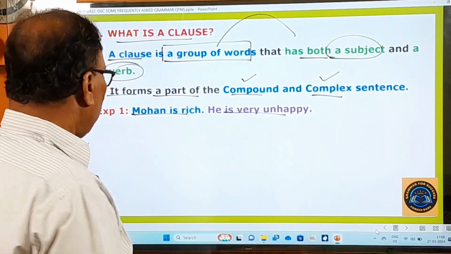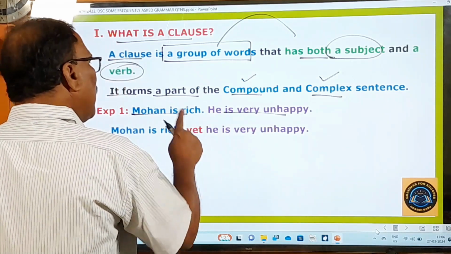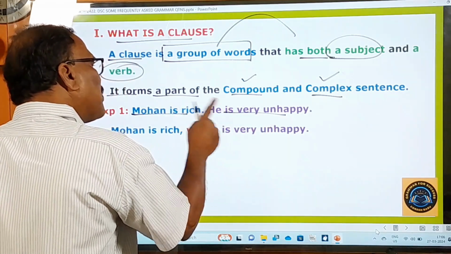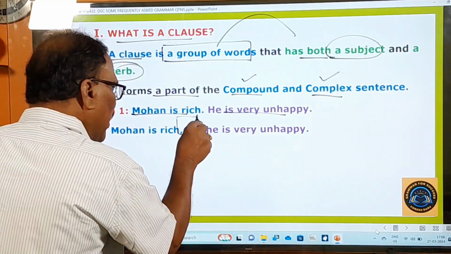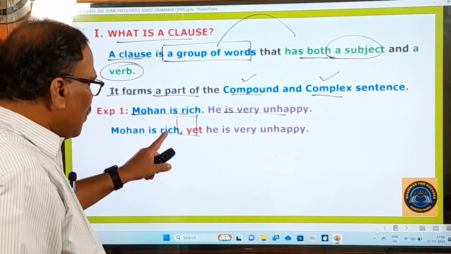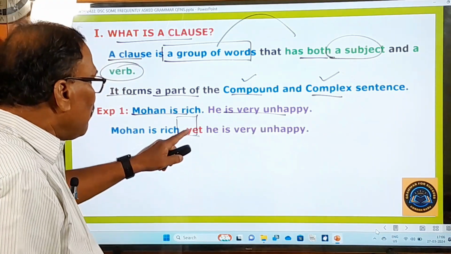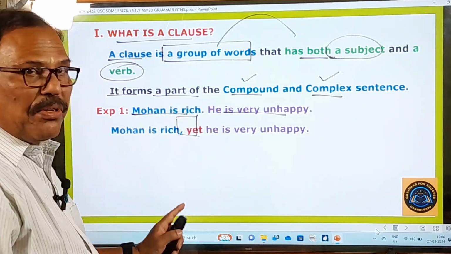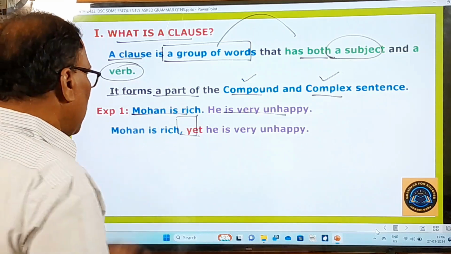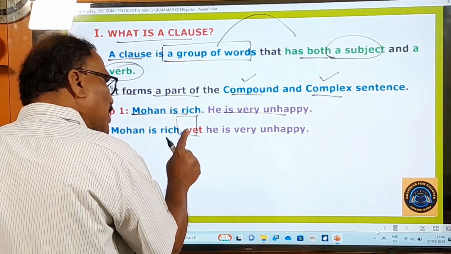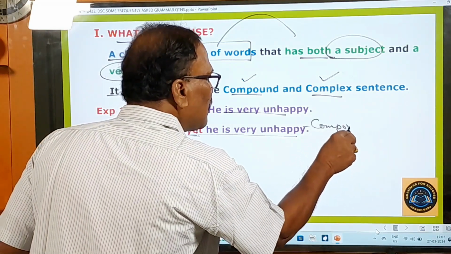Let us do that here. Mohan is rich, yet he is very unhappy. So here we are able to combine these two simple sentences into one single sentence with the help of the word yet. With this word yet, we have combined these two simple sentences. Now let us try to understand this sentence. This word is called a coordinating conjunction, and therefore this sentence is now called a compound sentence.